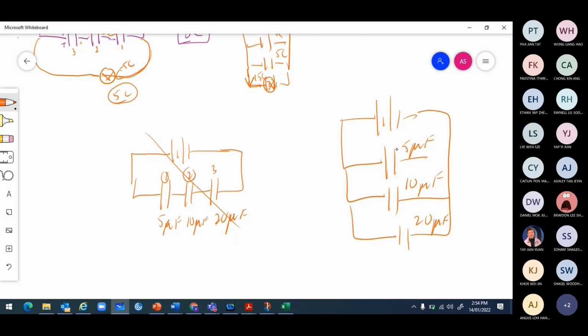I give you 2 minutes. The first one is capacitor 1, the second is 2, the third is 3. Can you work out the Q1, Q2, Q3 and V1, V2, V3? What is the charge stored in each capacitor, and what is the voltage across each capacitor? Come on, work it out using the formulas you learned just now.